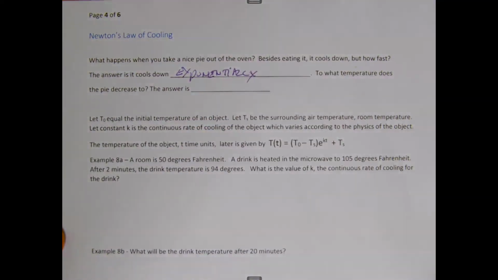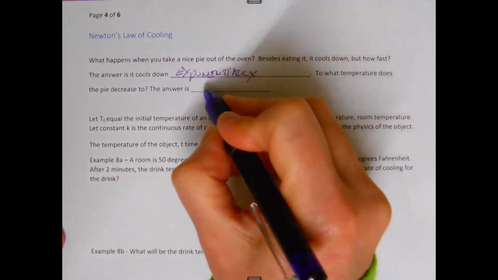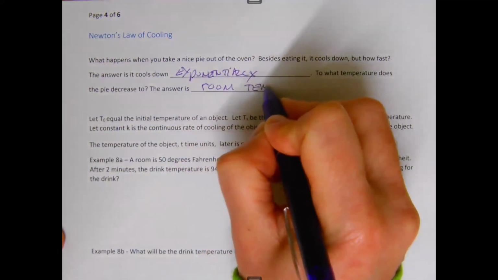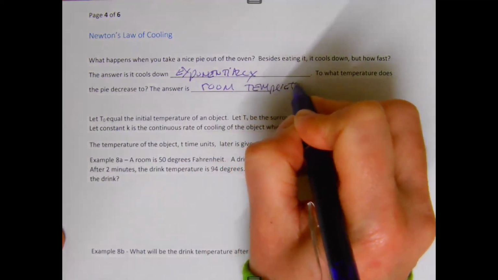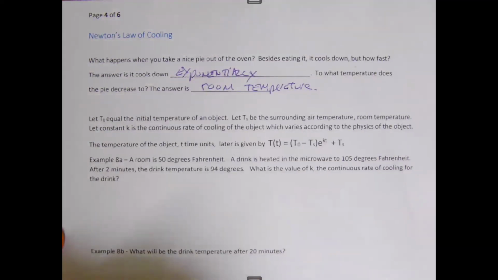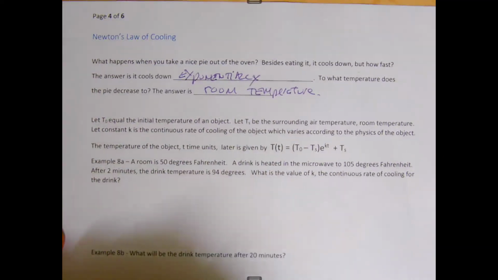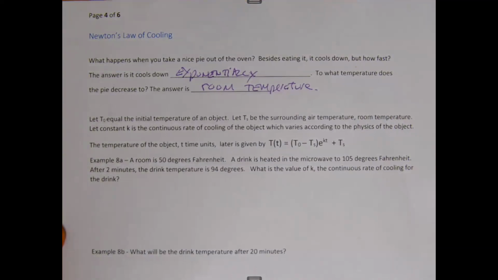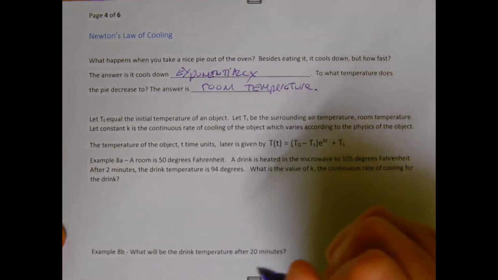To what temperature does the pie cool down to? The answer is room temperature. Now, this is a very important situation. In engineering, this is critical. You've got parts heating up, and heat is usually not a good thing for parts. So we're trying to cool them down.